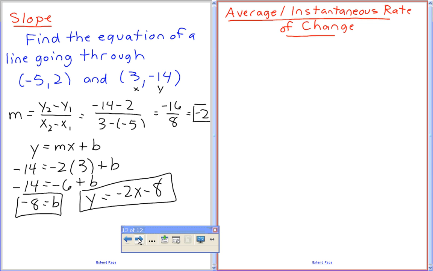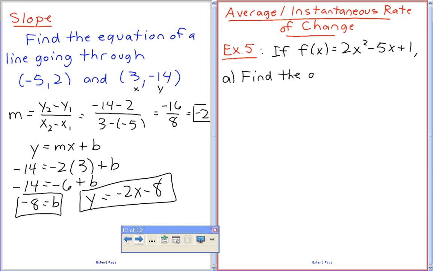That's all it is. Okay, so if I say to you, for example, Example 5: if f of x equals 2x squared minus 5x plus 1, A, find the average rate of change from x equals 1 to x equals 3.